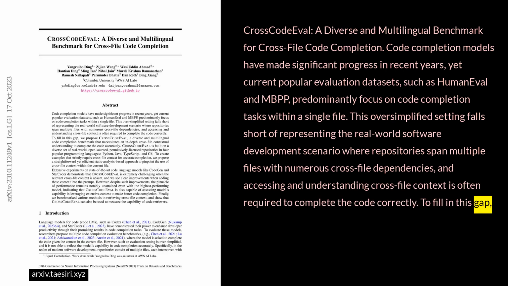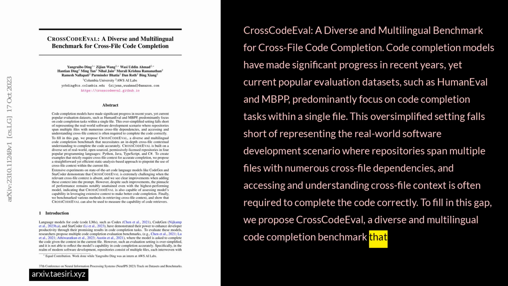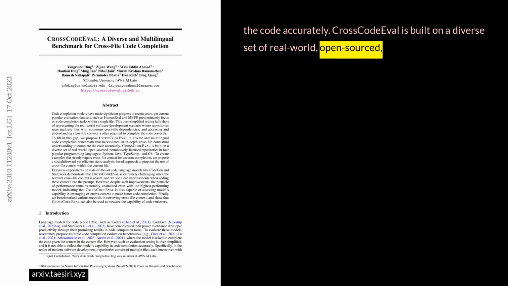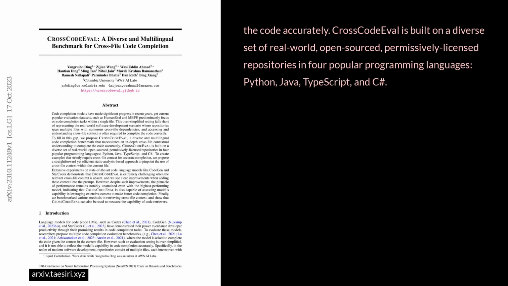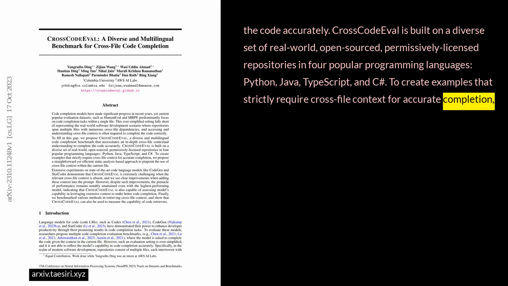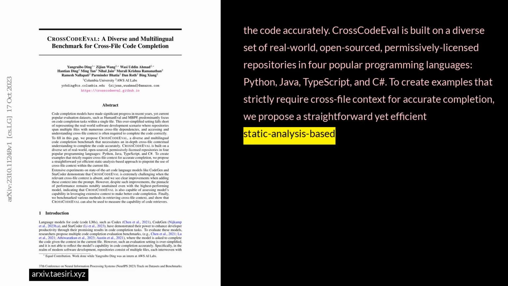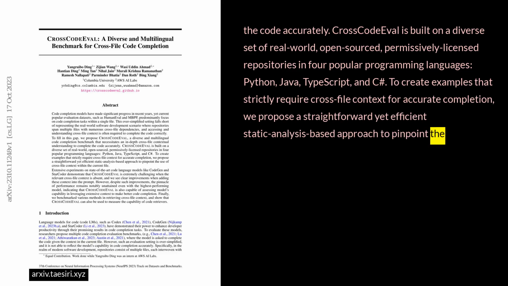To fill in this gap, we propose CrossCodeEval, a diverse and multilingual code completion benchmark that necessitates an in-depth cross-file contextual understanding to complete the code accurately. CrossCodeEval is built on a diverse set of real-world, open-sourced, permissively licensed repositories in 4 popular programming languages: Python, Java, TypeScript, and C#. To create examples that strictly require cross-file context for accurate completion, we propose a straightforward yet efficient static analysis-based approach to pinpoint the use of cross-file context within the current file.